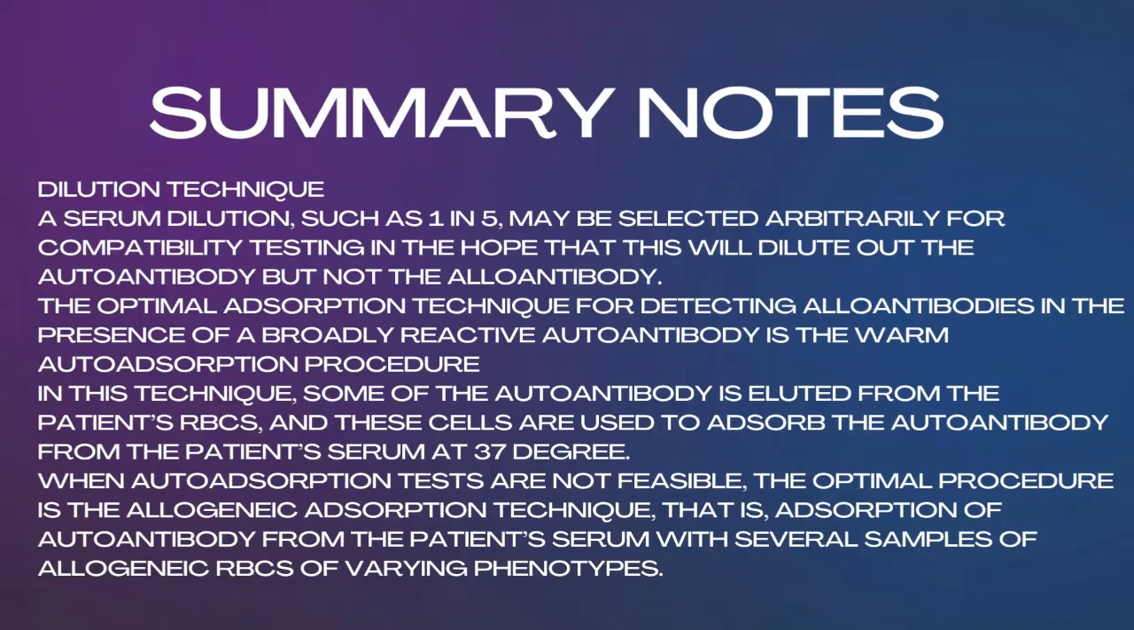In this technique, some of the autoantibody is eluted from the patient's RBCs, and these cells are used to adsorb the autoantibody from the patient's serum at 37 degrees. When autoadsorption tests are not feasible, the optimal procedure is the allogeneic adsorption technique, that is, adsorption of autoantibody from the patient's serum with several samples of allogeneic RBCs of varying phenotypes.